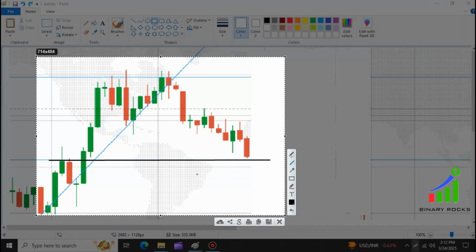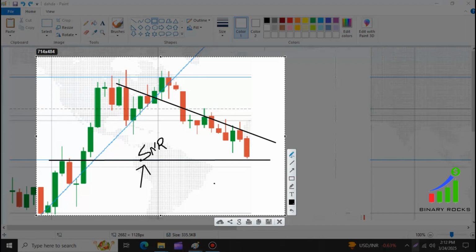Okay, let me plot the trend line also. Here we have a trend line. Okay, as of now we have a trend line too, and we have a level which is an SNR. Previously the SNR was working. Okay, sometimes in these kind of situations you should be more conscious.